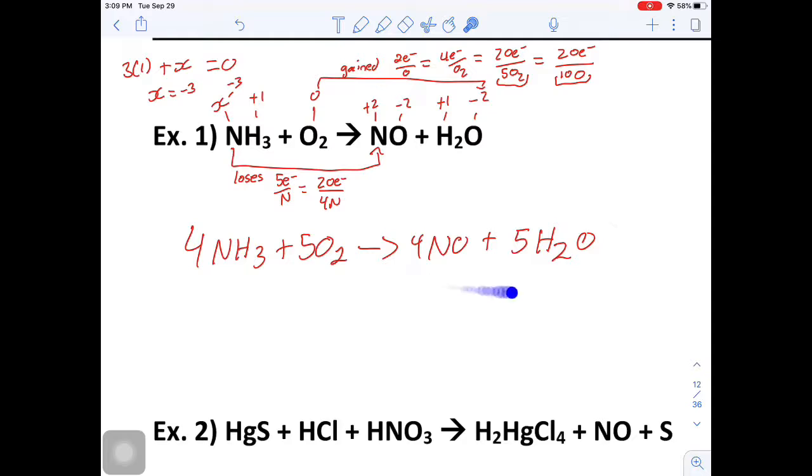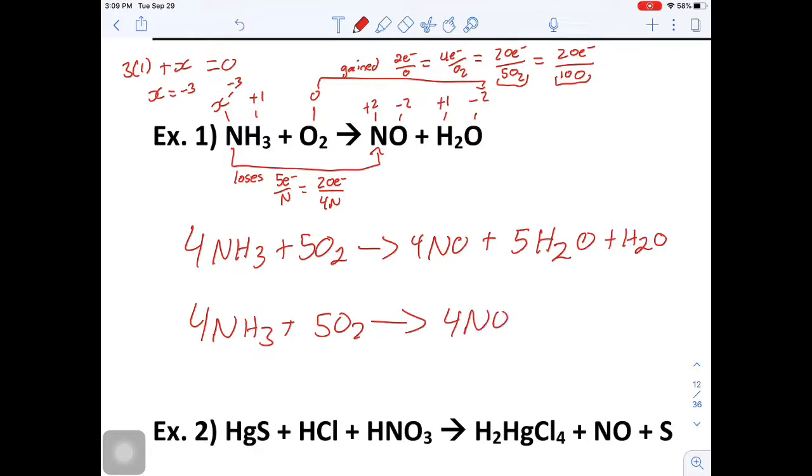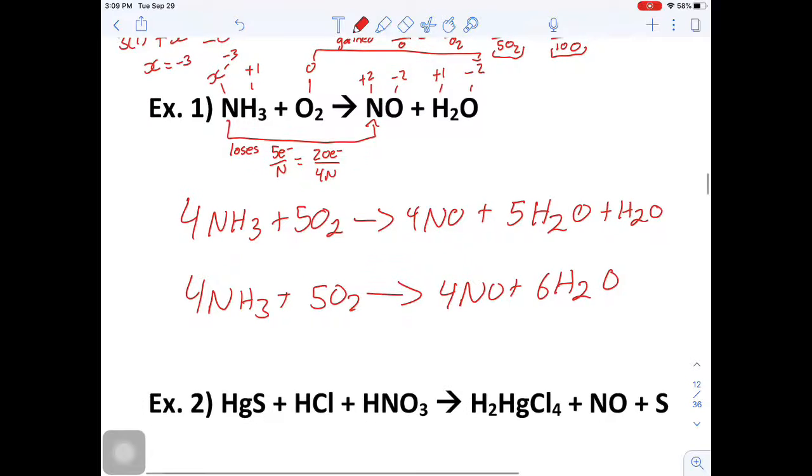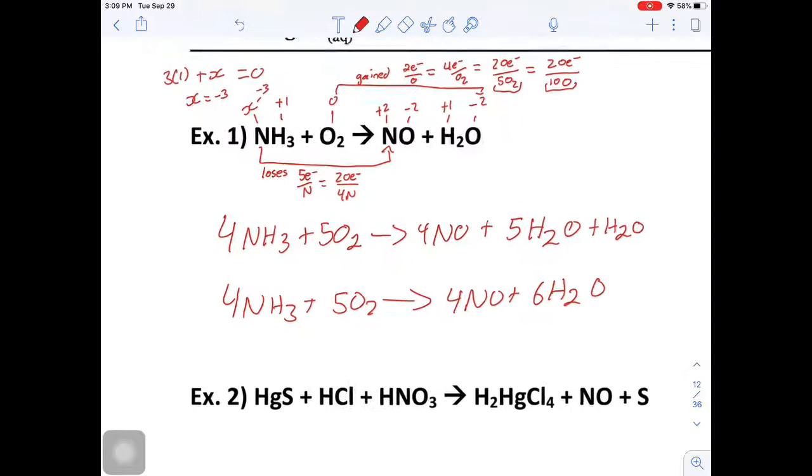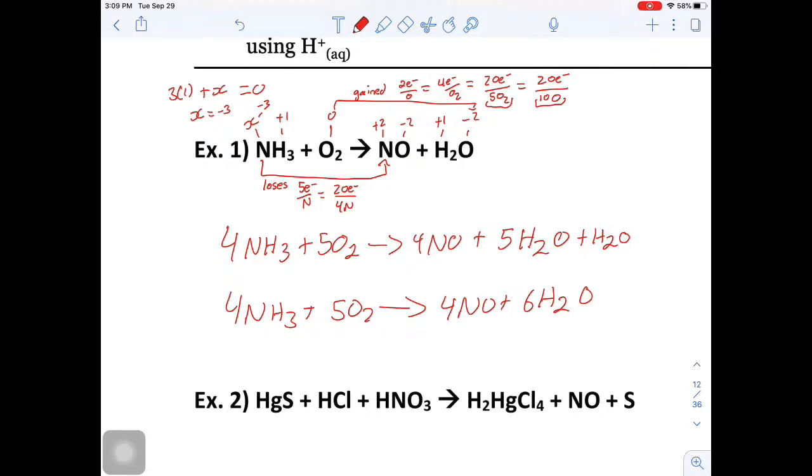So at this point, I need 10 oxygens on this side. Now this is why this question's a little tricky. Here I have 4 oxygens. Here I have 5 oxygens, so that's 9 oxygens. So I'm going to add 1 more, and I'm going to end up getting 6 H2O.